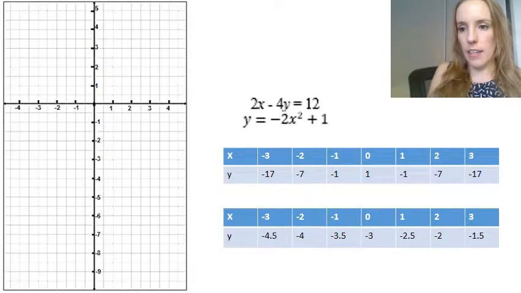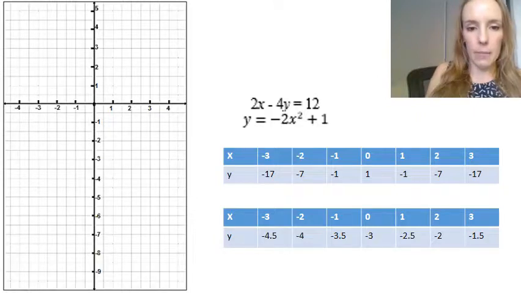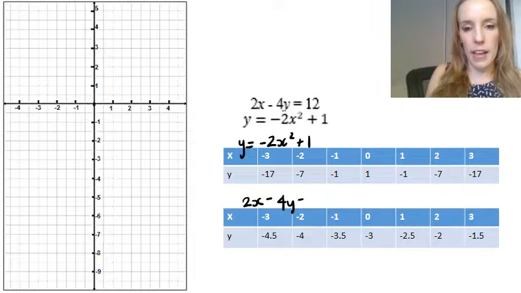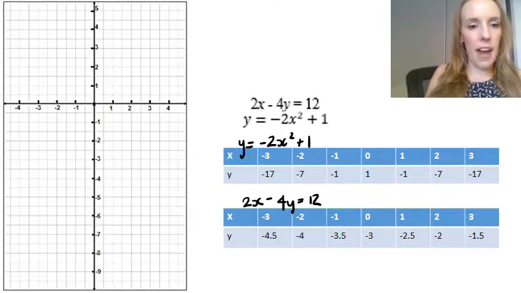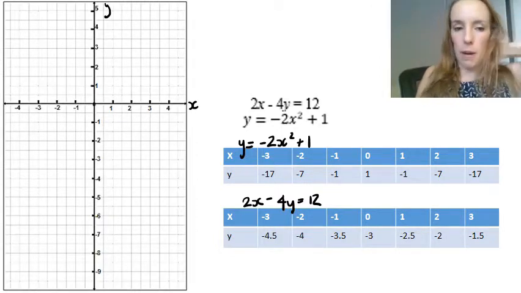Okay, so I've accidentally put my tables of values in the wrong order. So this one up the top is actually for our second one. It's for our parabola, sorry, negative 2x squared plus 1, and this one down the bottom is actually our linear relation there, so 2x take 4y equals 12. So looking at my axes here, I have just realized actually they are not big enough to plot our parabola.